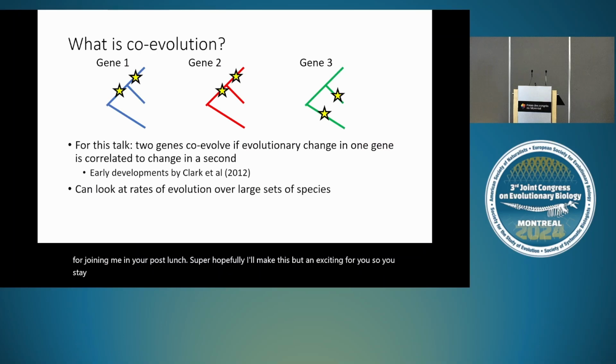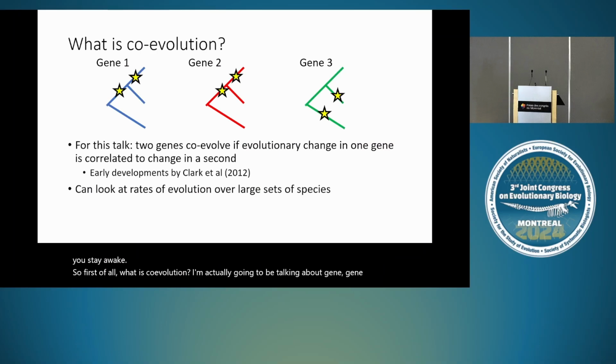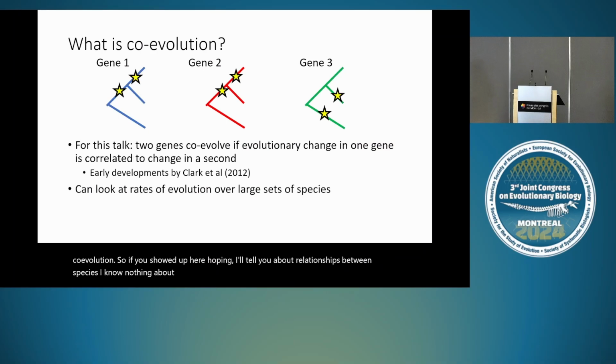So first of all, what is coevolution? I'm actually going to be talking about gene-gene coevolution, so if you showed up here hoping I'll tell you about relationships between species, I know nothing about them. Gene-gene coevolution, at least for purposes of this talk, I will define as the covariation between the rates of mutation in 2 different genes. So here, for instance, we have 3 different genes. Gene 1 and gene 2 have mutations indicated by a star somewhere in the phylogeny, and they seem to be covariant in where they're occurring, whereas gene 3 has mutations entirely in different branches of the phylogeny.